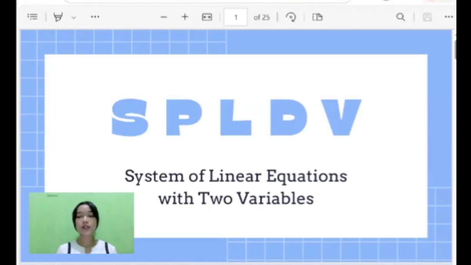Today, we are going to learn about system of linear equations with two variables, usually called SPLDV. Actually, this topic is very useful in daily life. For example, determining price of items, calculating parking fees, or even planning meals in a diet program. Mathematically, it's not only about numbers, but also about solving real life problems. So, let's start our lesson.